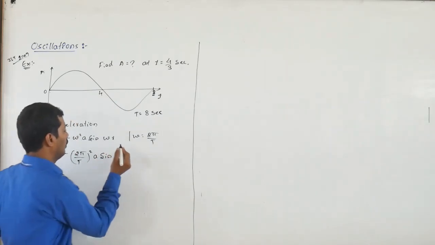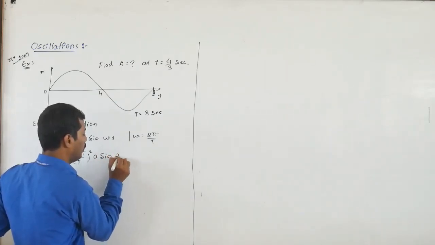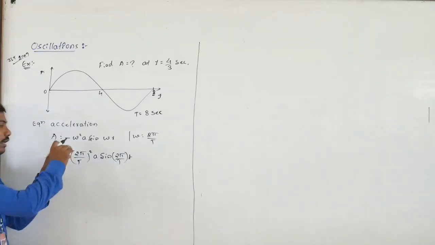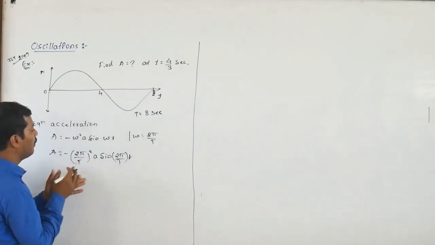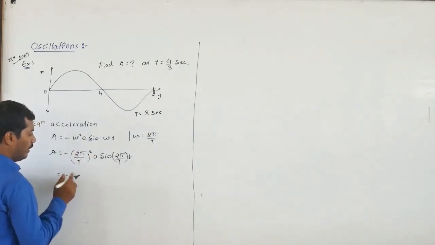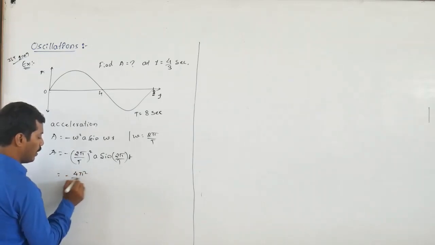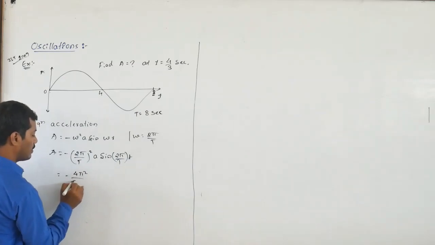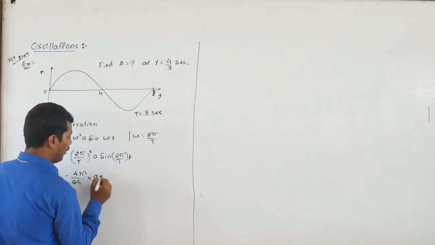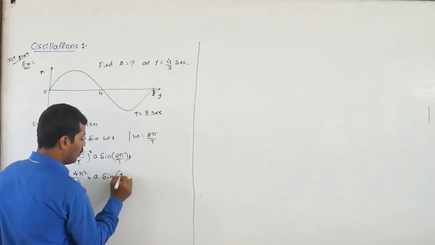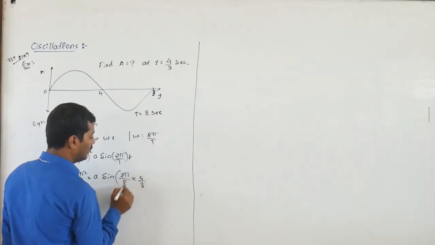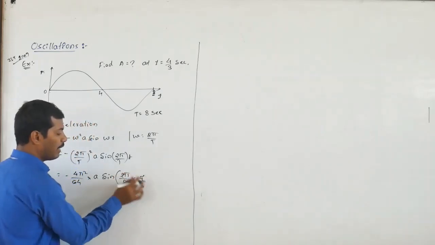Omega is again 2 pi by T, into t. Here A is the amplitude. Next, 2 pi divided by T, squared, is 4 pi square divided by 8 square, which is 64, into A, then sine of 2 pi divided by 8 times t, where t is 4 by 3 seconds. 4 ones are 4, 4 twos are 2 and it gets cancelled, so it is pi by 3.